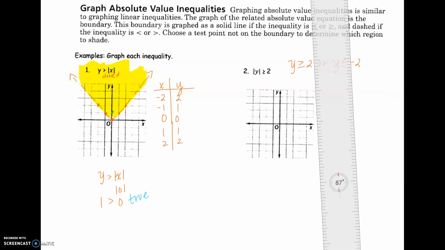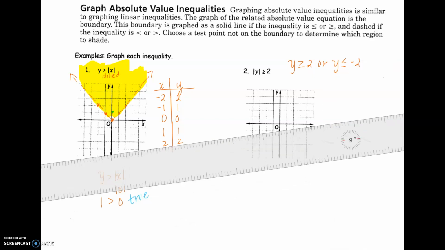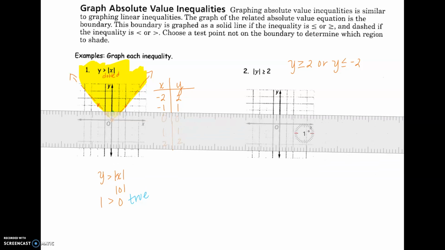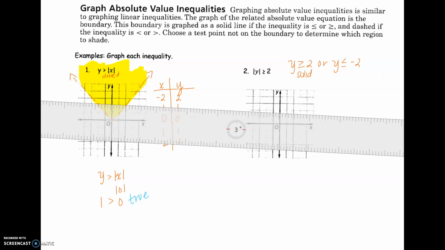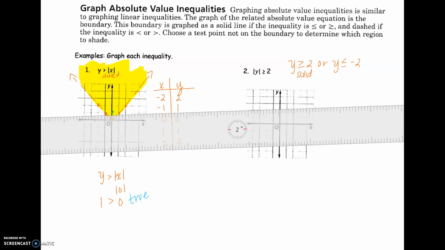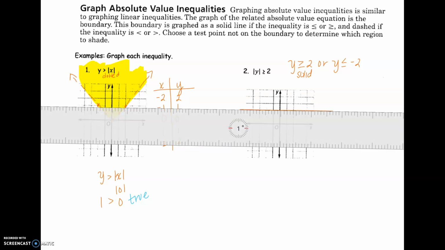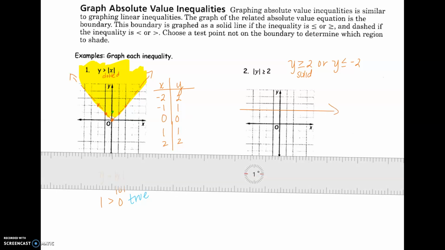So how do we graph this? Well, we pretend y equals 2. Y equals 2 is going to be a horizontal line, and it's going to be solid. It's going to be solid because it's greater than or equal to. So we draw our solid line.